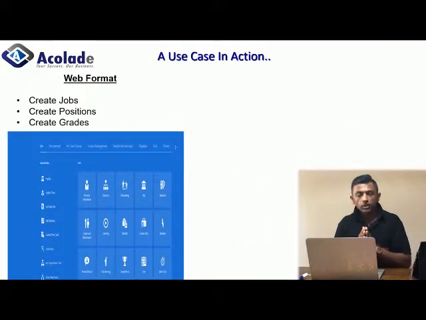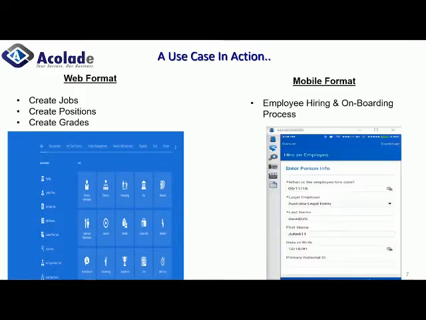So as you can see, I've got a few devices here today. I've got my iPad, I've got my iPhone here, and I've got my Android device as well. So all these devices together is what my demo is going to be today in terms of testing. So I've got a use case as well. The use case that we're going to be looking at today is from a web format. I'm going to have a create job, create position, and create grade. So these are your typical testing functions that you would look at when it comes to regression. And from a mobile perspective, I'll be running an employee hire and onboarding on an Android device today.